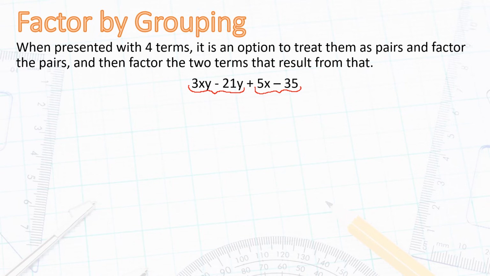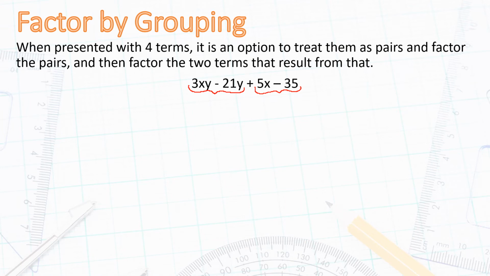So like 3xy and 15x, like it looks pretty good. The only issue would be that 21 and 35 don't really have anything in common, so it wouldn't make a good pairing to start with. It will still work, but it's just not a great one.